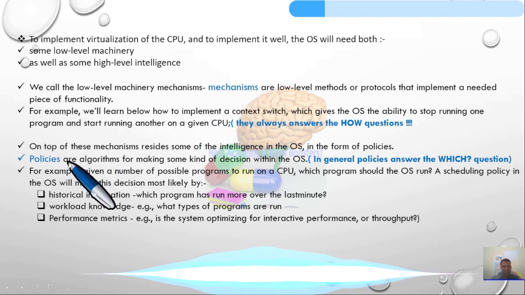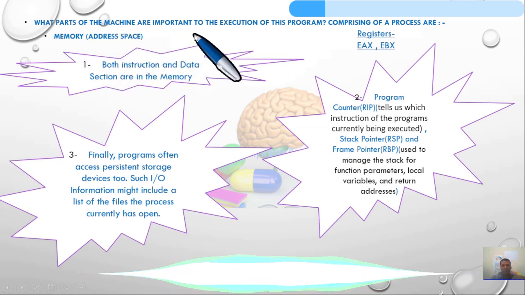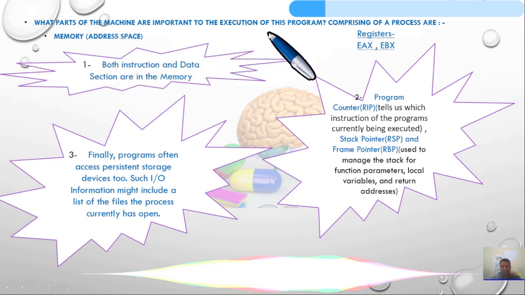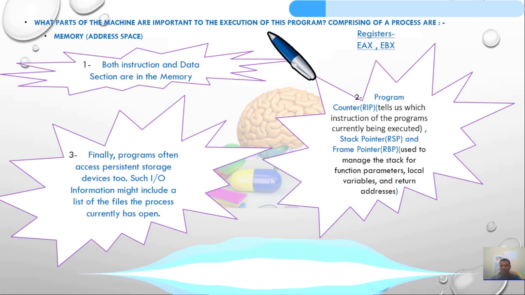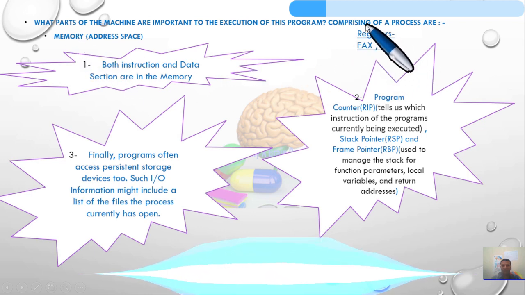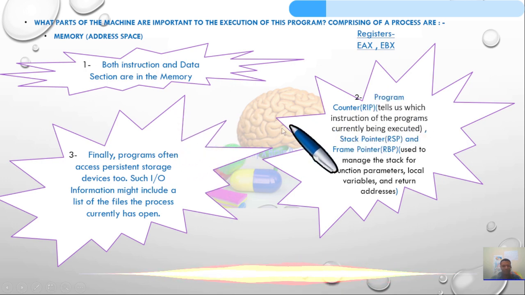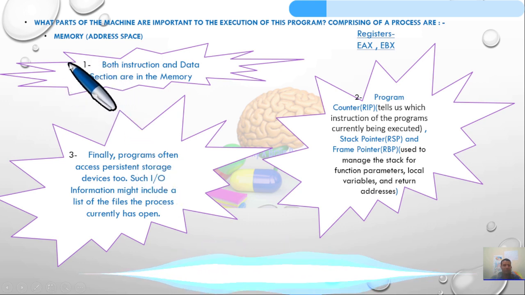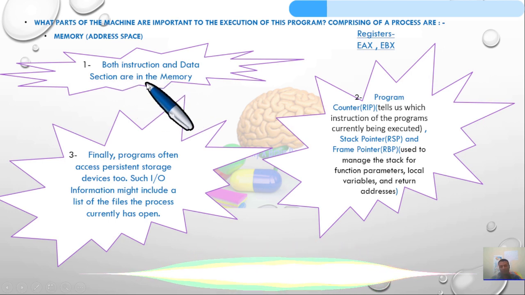So the most important thing we should know is that virtualization of a CPU is achieved by mechanisms and policies. So what parts of the machine are important to the execution of a program? When a program runs, what comprises a process? When a process runs, we have a memory address space, we have registers like EAX, EBX, and we have also input-output information.